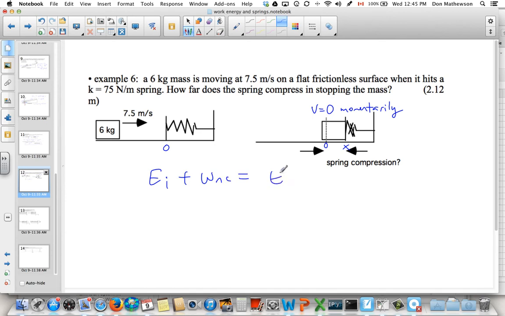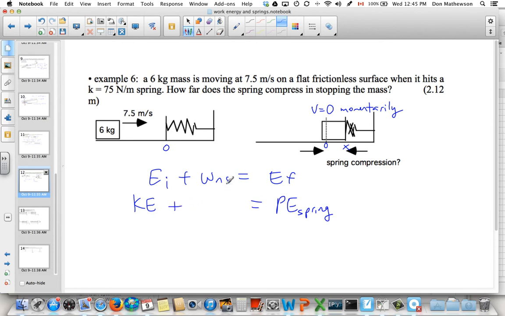So here we are. Initial mechanical energy. Well, it's moving, so there's kinetic energy. Let's consider the final mechanical energy. It stops, so there's no more kinetic energy. This is our zero of height. There's no gravitational energy, but there is spring energy. There's PE in the spring.